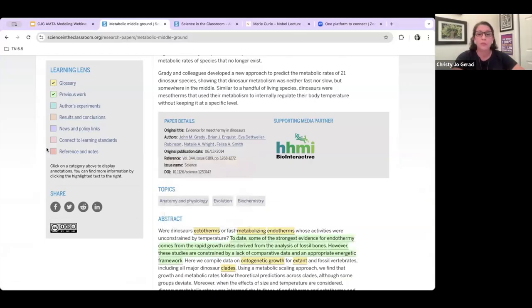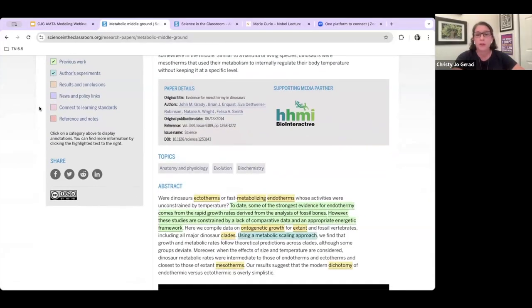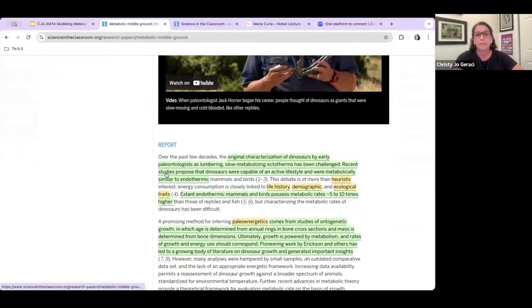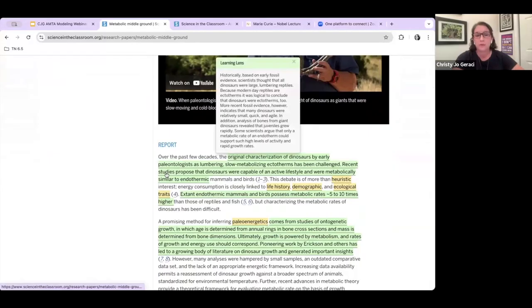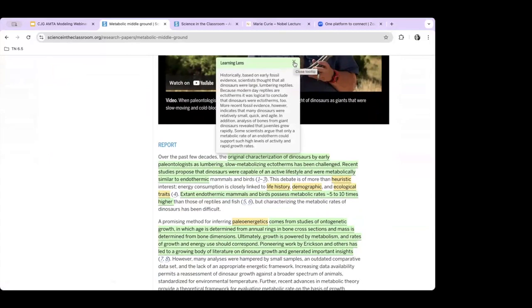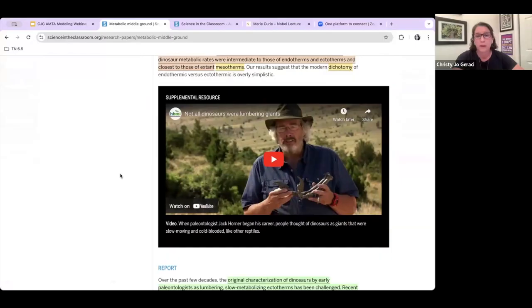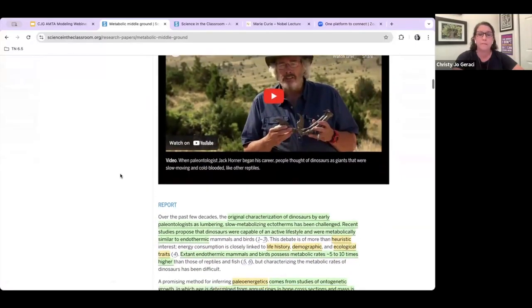You can highlight previous work, authors' experiments, conclusions, and then some other connections to things outside or beyond the scope of the paper. And it turns them on throughout the whole paper. You can click on them and even get more information. This is all done by the volunteers through some support. I think this was also from an NSF grant. There's also videos, the Howard Hughes Medical Institute BioInteractive project. So there's a lot of great resources from HHMI.